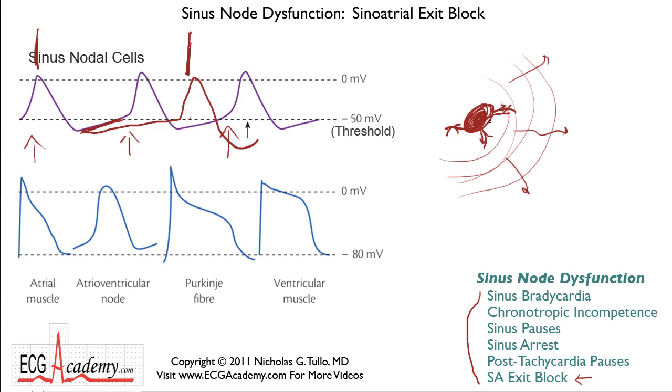So what does that mean? It means that the sinus node can fire, but the signal never gets to the atrium. And what happens is the P wave that should be there isn't. In other words, there's a block that occurs as the signal tries to exit the sinus node. And that's why we call it SA exit block.